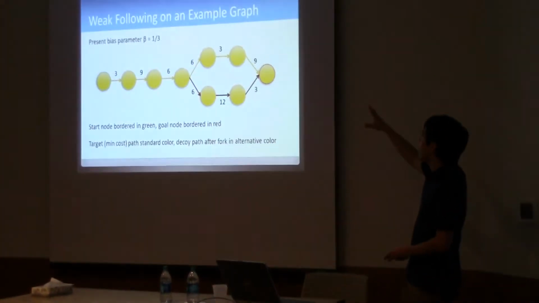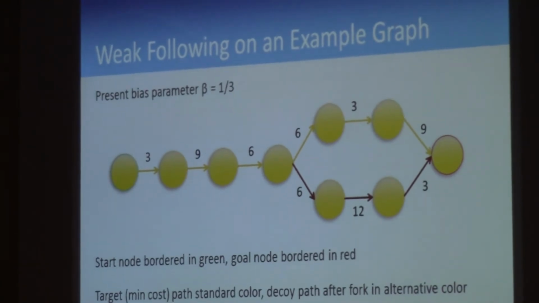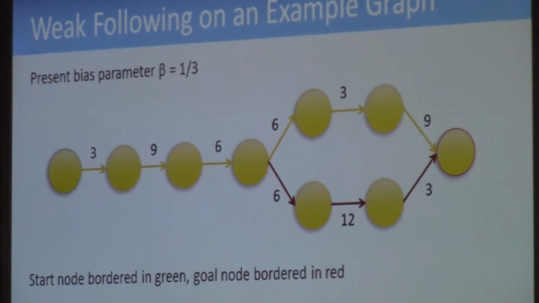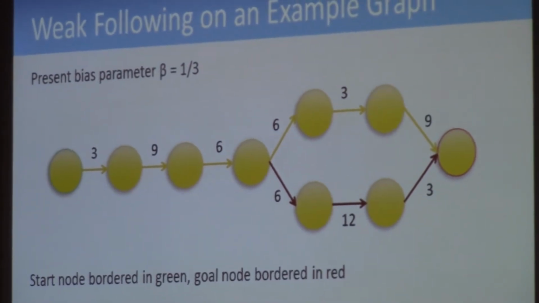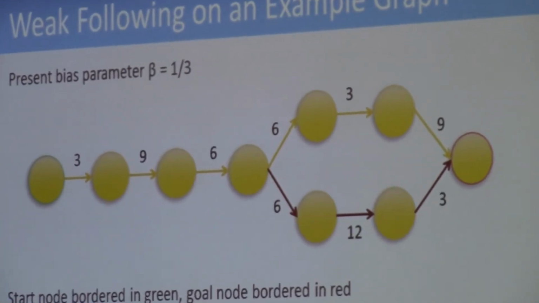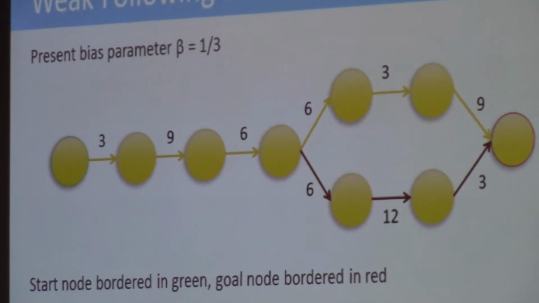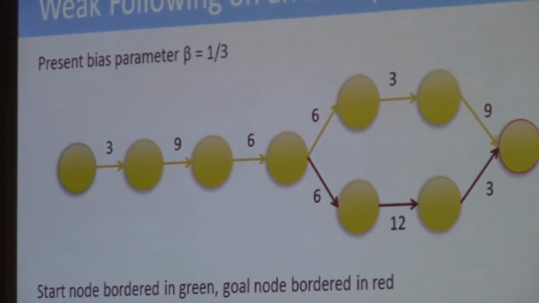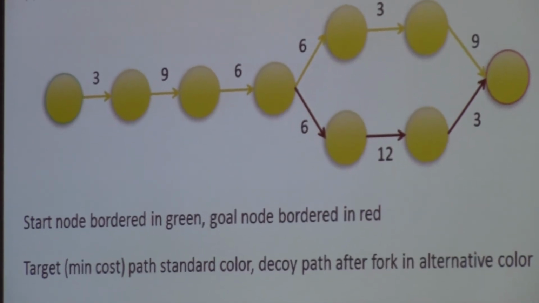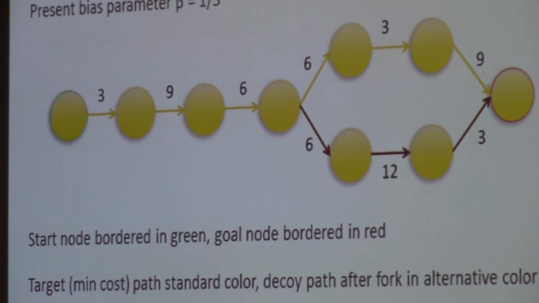Suppose you're an agent, you're starting at the node in green, you're trying to make it to the node in red. These are the costs. The costs are the numbers on the edges of your graph. You discount everything in the future, rewards and costs, by a factor of a third. So something that's worth 9 right now is only worth 3 to you if it's in the future. As you can see, the minimum cost path is the path that's all in yellow.